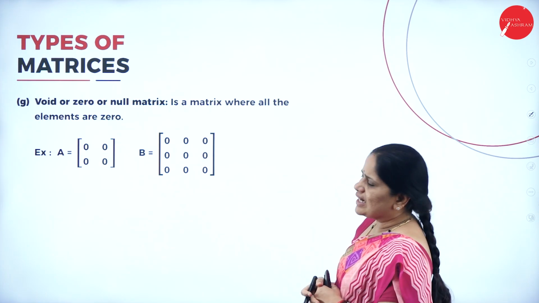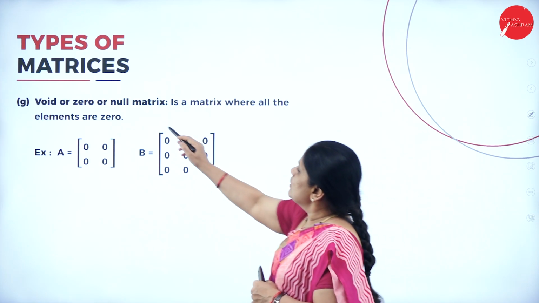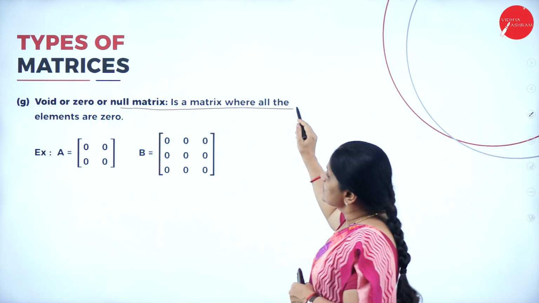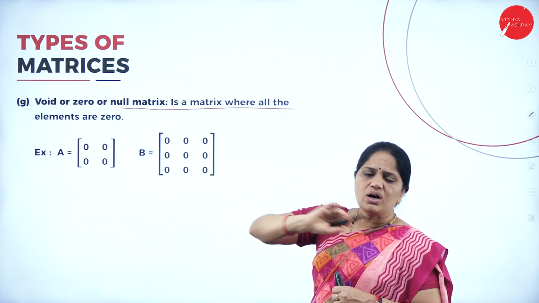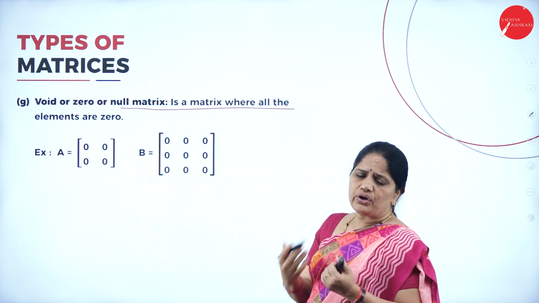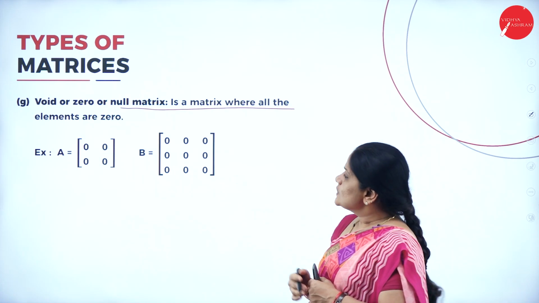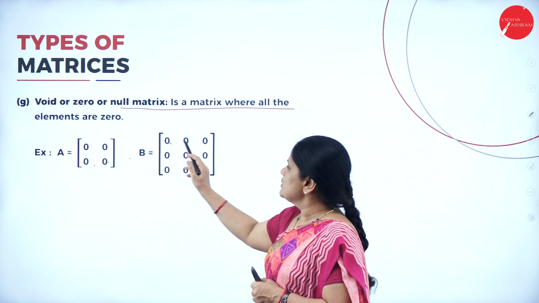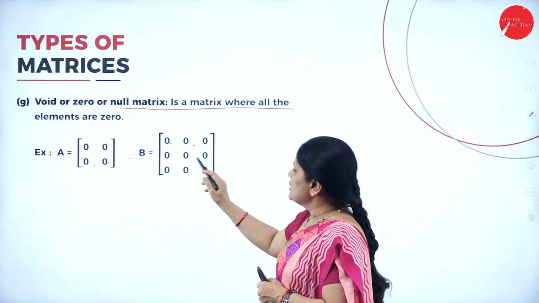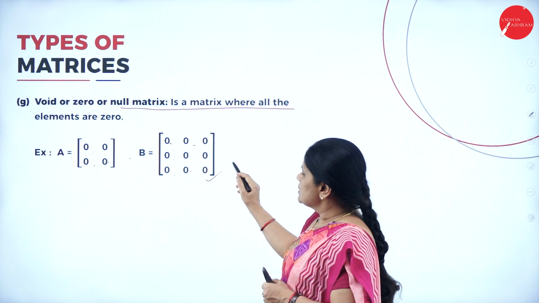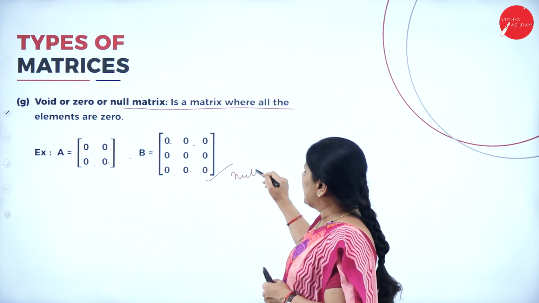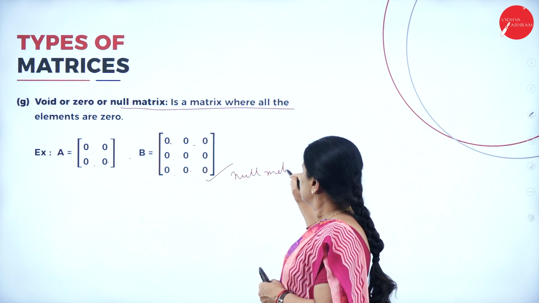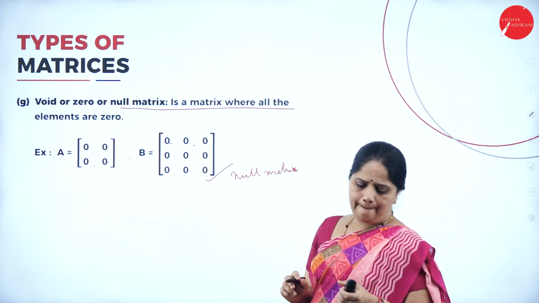Then the next one is the void or zero or null matrix. It is a matrix where all the numbers are 0. So you don't have to bother about the order. All numbers are 0. A equals 0 0 0 0. B equals 0 0 0 0 0 0 0 0 0. So this is also a null matrix.